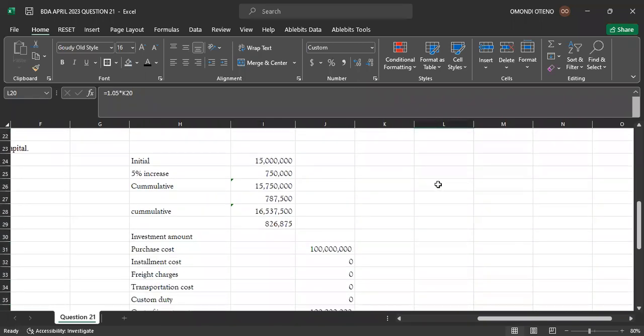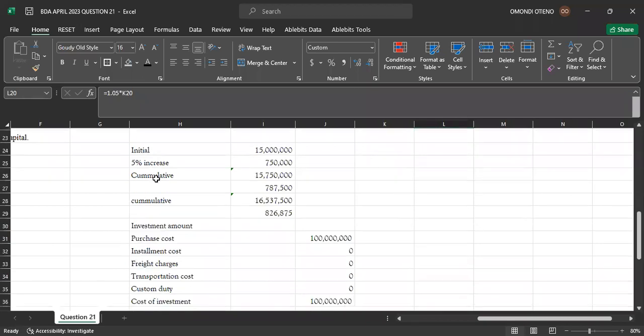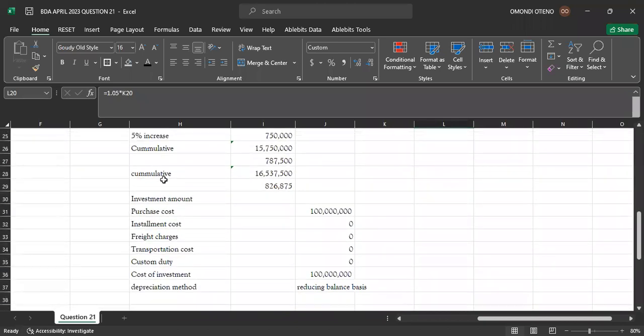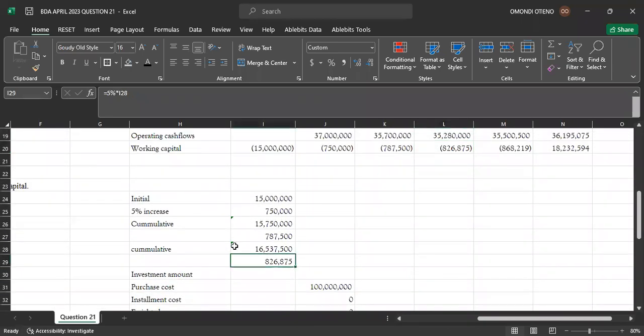We only take the increase, not cumulative. So I think it is now making sense.